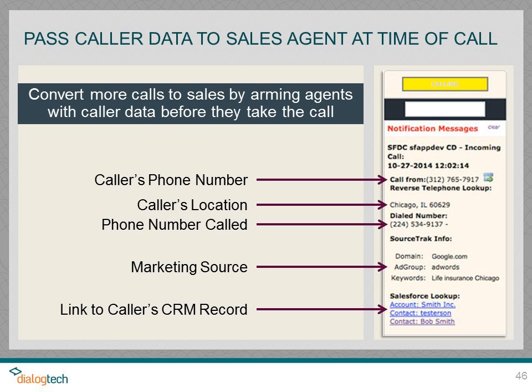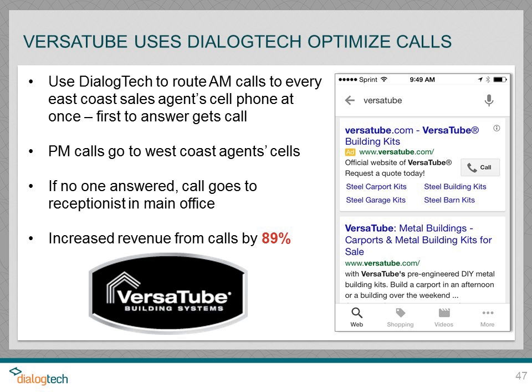Here's an example of call routing, which I thought was really cool. A company called VERSATUBE, which is doing paid search advertising, as you can see on the right. When they generate calls, they've got some sales agents set up on the East Coast, as well as some sales agents set up on the West Coast, and they route calls differently based on time of day. So a call in the morning will be sent to every sales agent's cell phone at once. So these sales agents can be working out in the field. They could be working remotely from home.